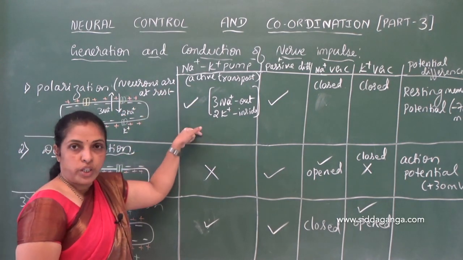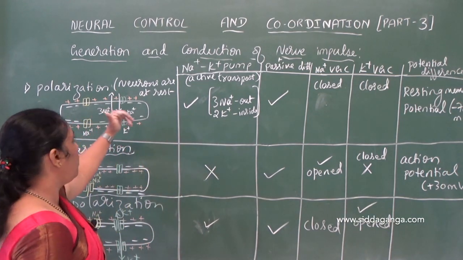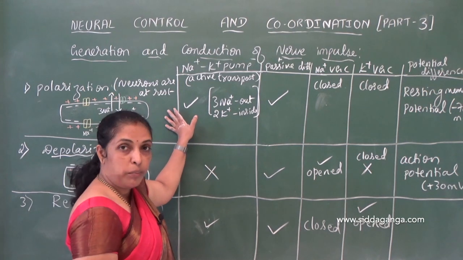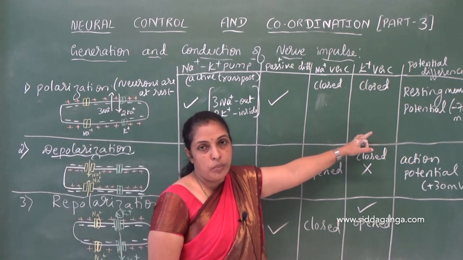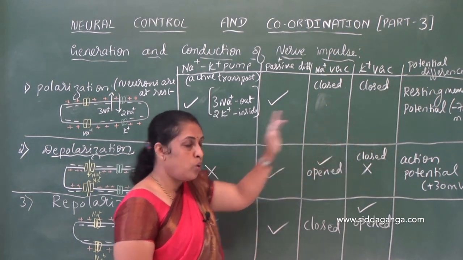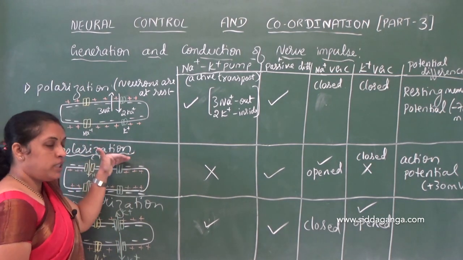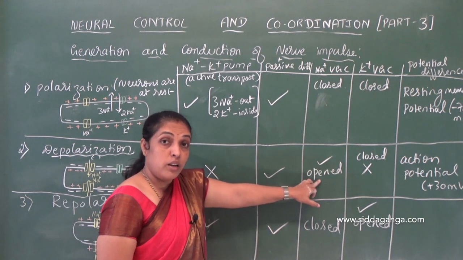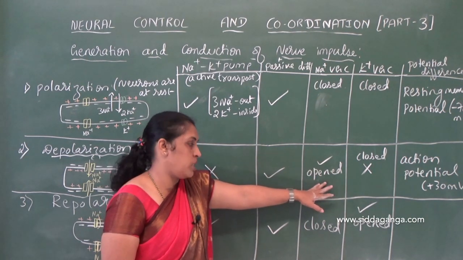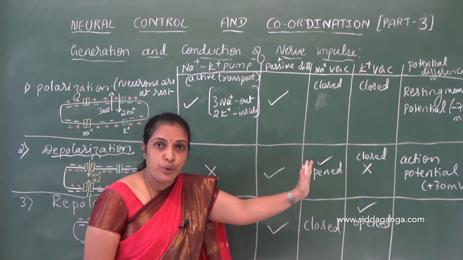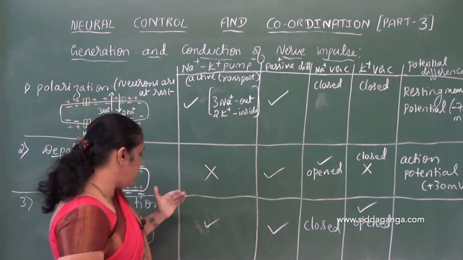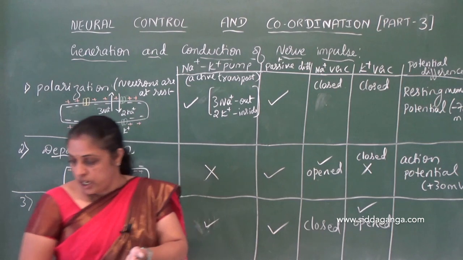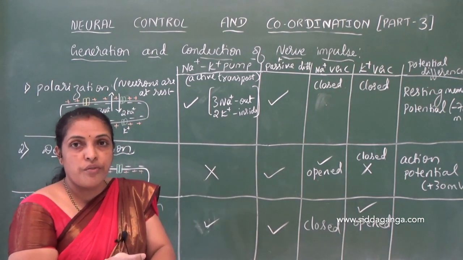3 sodium go out, 2 potassium come inside, and during the polarized state sodium and potassium voltage gated channels will be closed. Potential difference develops when neurons are at rest, that potential difference is called resting membrane potential, which is about minus 70 mV. In the depolarized state, we see outside negative charge, inside positive charge, mainly because of opening of sodium voltage gated channels in the area where the stimulus is applied. Next, that stimulus will shift to the adjacent area and the previous area will become repolarized by closing of sodium voltage gated channels and opening of potassium voltage gated channels. So this is about how the generation and conduction of nerve impulse takes place.